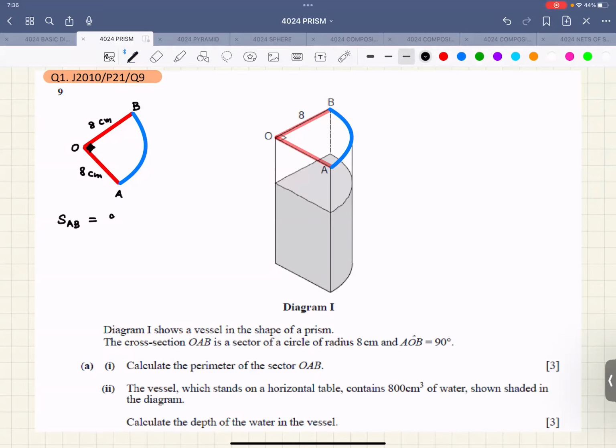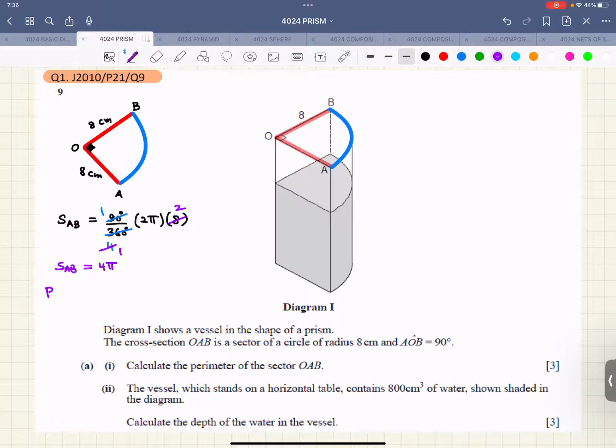I can write this thing as 90 over 360. That's 1/4 because it's a quarter circle into 2 pi r. It's part of the circumference. The value of r is 8. So let's simplify. 90 ones are, 90 fours are, and then 4 ones are, 4 twos are. So 2 into 2, that comes out to be 4 pi. That is the arc length.